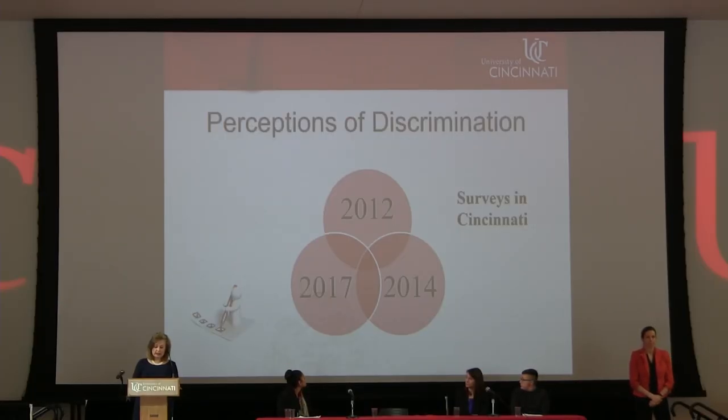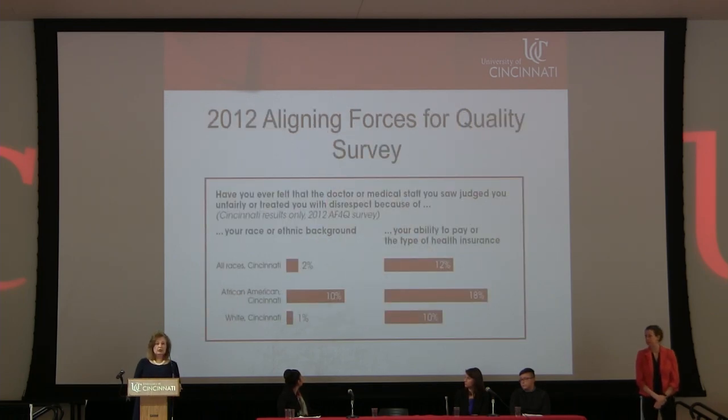There have been several surveys conducted over the past few years in our region asking about perceptions of discrimination, and we'll discuss each of these next. In 2012, Aligning Forces for Quality project with the Robert Wood Johnson Foundation surveyed our community to ask, have you ever felt that a doctor or medical staff judged you unfairly or treated you with disrespect because of your race or ethnicity? Overall, 2% reported yes, compared to 10% of African Americans who reported yes. They also asked about, have you ever been judged unfairly or treated with disrespect because of your ability to pay or the type of health insurance you have? Overall, 12% reported yes, compared to 18% of African Americans.